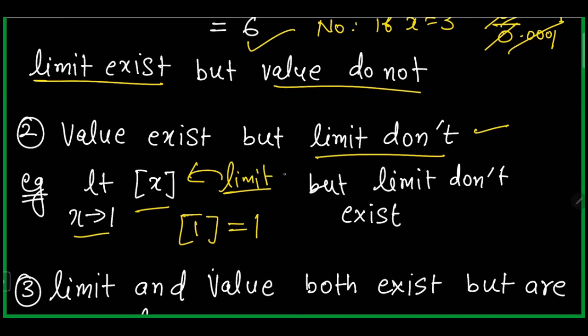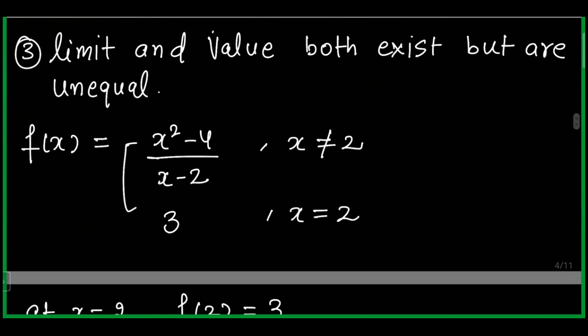So limit does not exist, but value exists. If you just simply put 1 in the greatest integer function, you will get 1. So value is defined, but limit is not defined. This is case number 2. Now case number 3, I am leaving up to you. The example you can clearly see here. But what does case number 3 tell? Limit exists, value also exists, but they are not equal.